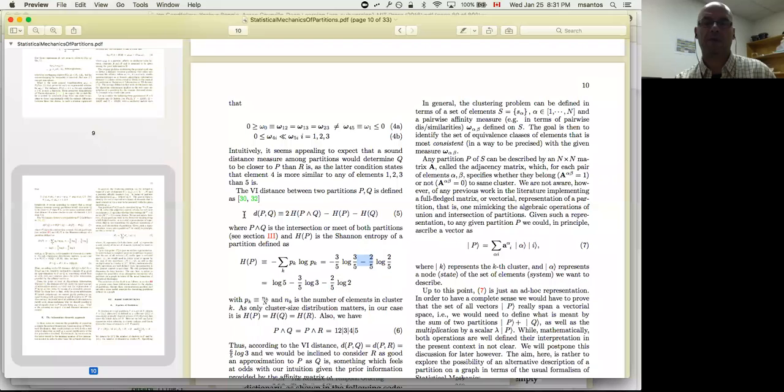It's actually a sum. It can be shown that this is a sum of mutual informations. I see. So the mutual information that Q has on P plus the mutual information that P has on Q. Yes. And some people refer to it as variation of information. The VI means variation of information for this distance. Okay. And it applies to clusters.